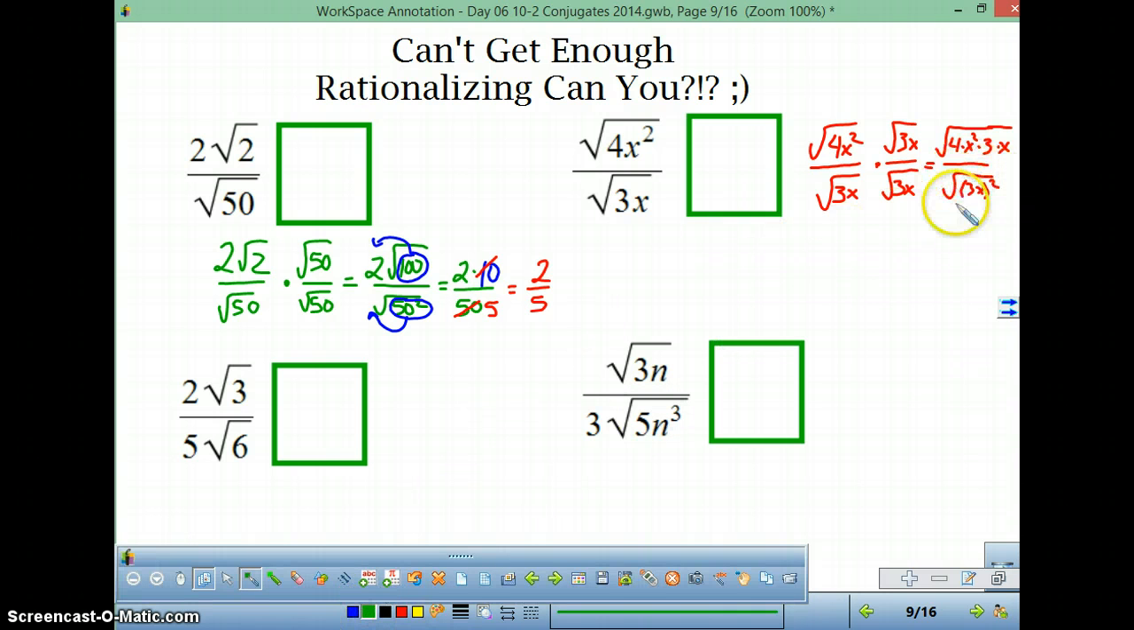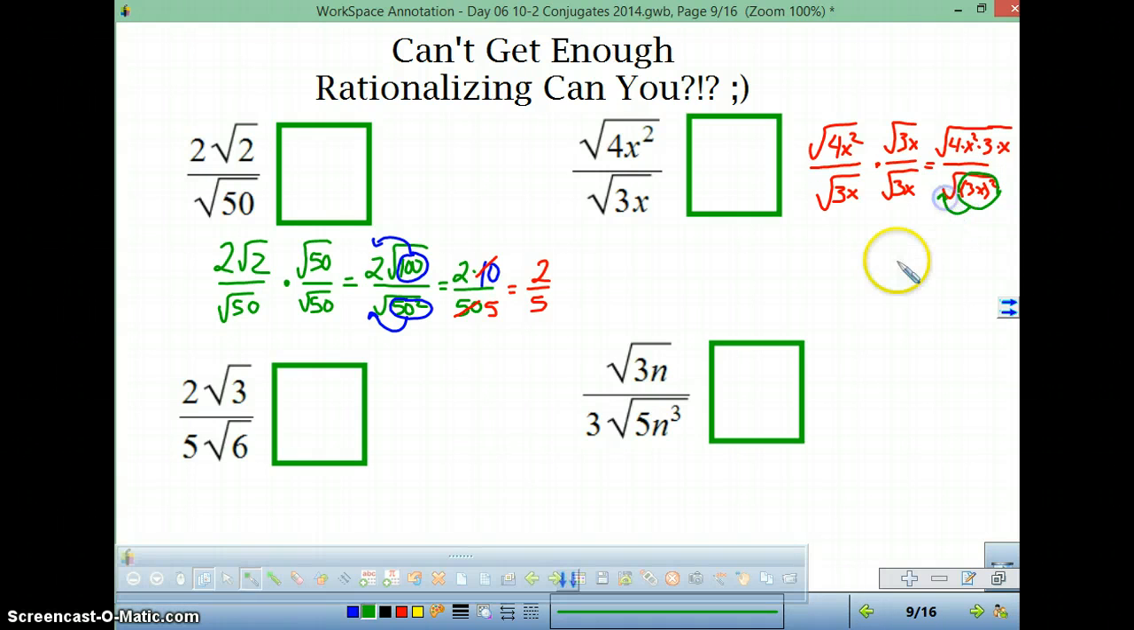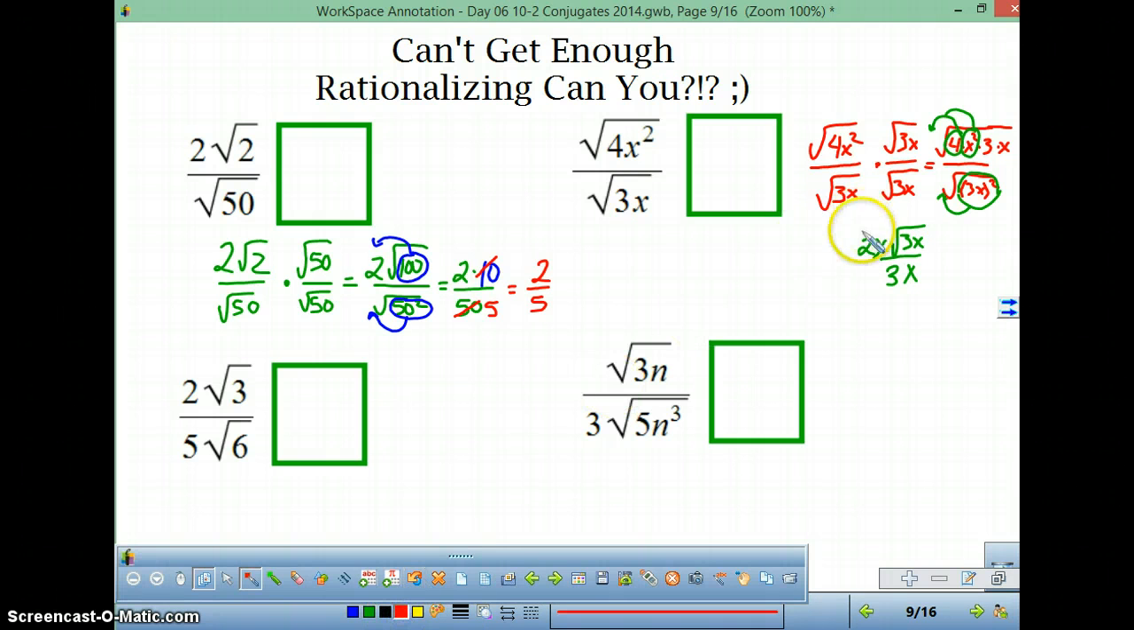So in the bottom, I take out my perfect squares, these. That becomes a 3x in the bottom. In the top, I've got this perfect square, square root comes out. Square root of 4 is 2. Square root of x squared is x. What's left under the denominator, under the radical? Square root of 3x. Can I simplify? Can I reduce? Yes, I can. This x and this x come out. I end up with 2 square root of 3x over 3.